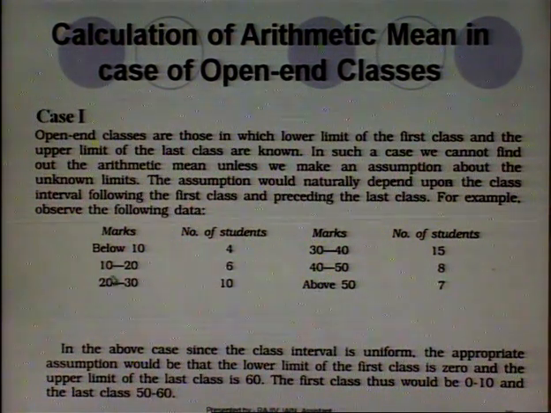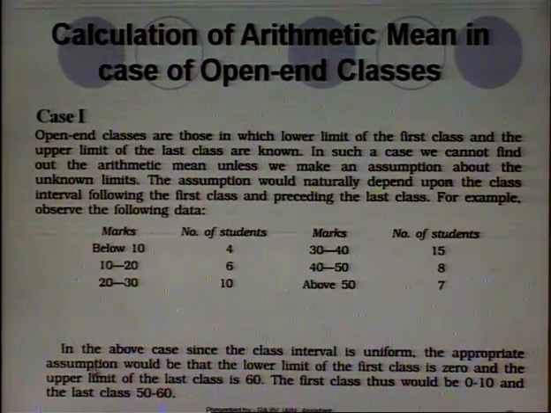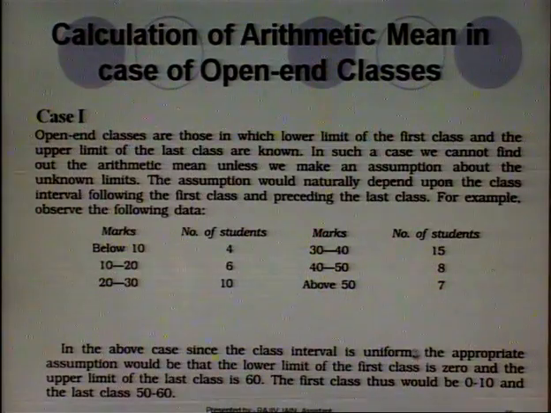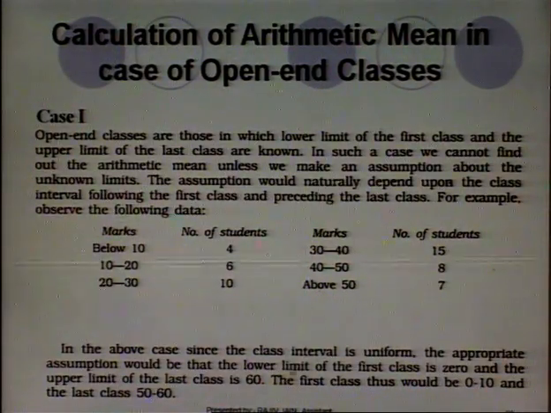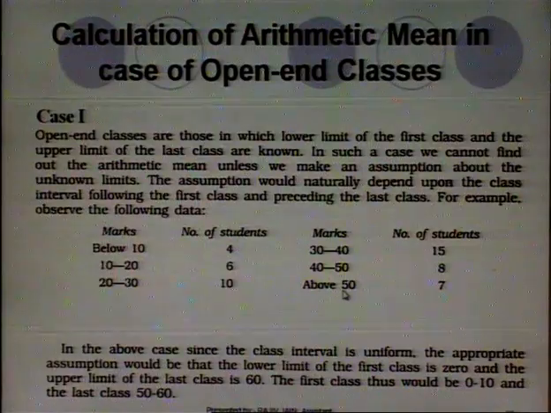Length of this class is 10, this class is also 10, this is also 10, this is also 10. So since in the above case the class interval is uniform, the appropriate assumption would be that the lower limit of the first class is 0, so that the length of interval will be 10, and the upper limit of the class is 60, because we will find lower limit plus upper limit 10, that is 60, 50 to 60.